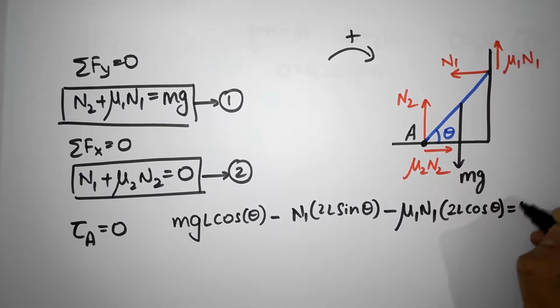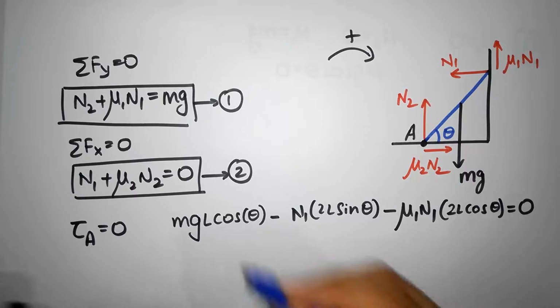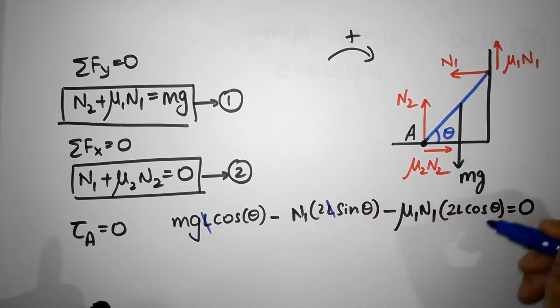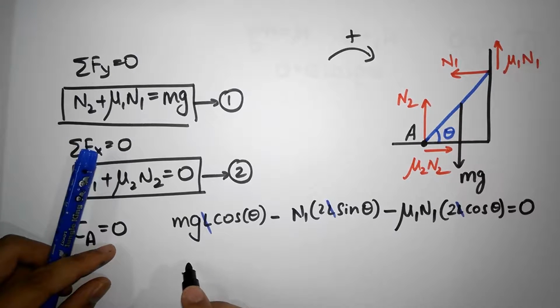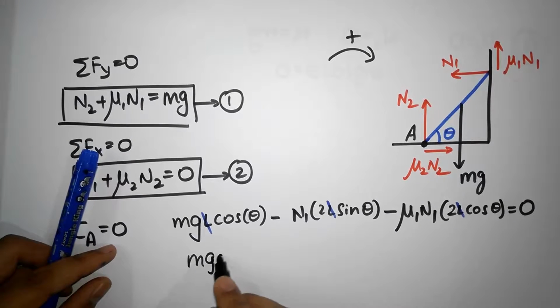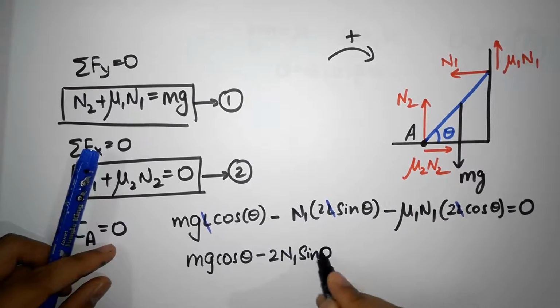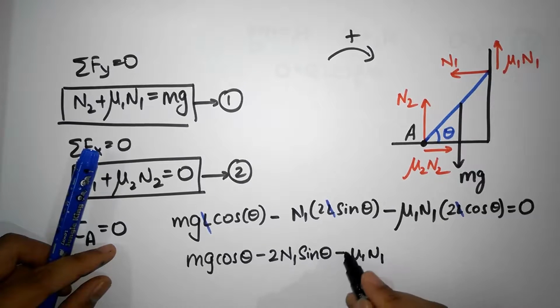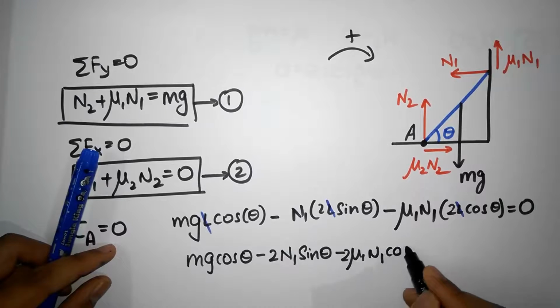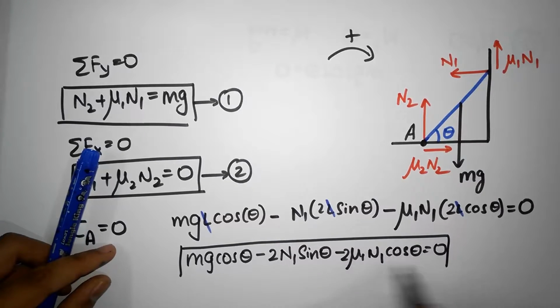And that's going to be 0 as well. Notice that everywhere L cancels out, so that's never going to bother me. So my equation now is going to be mg cos theta minus 2 n1 sin theta minus mu1 n1 times 2 cos theta equal to 0. That's equation number 3.